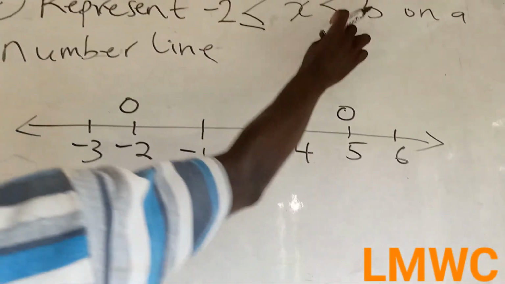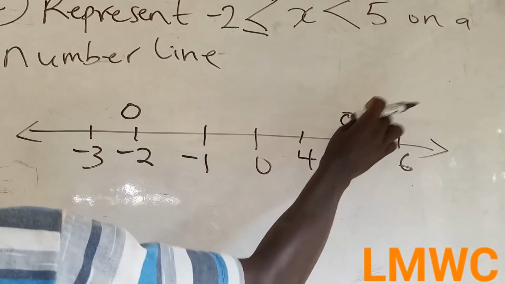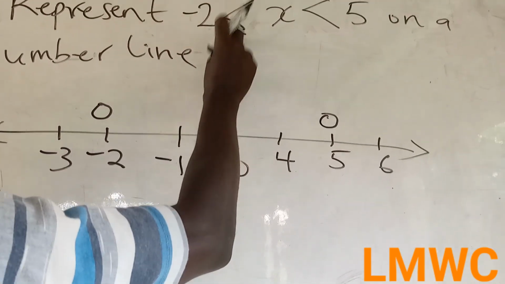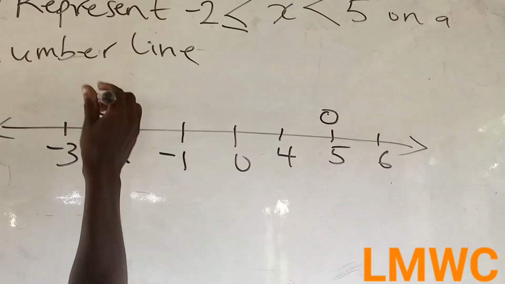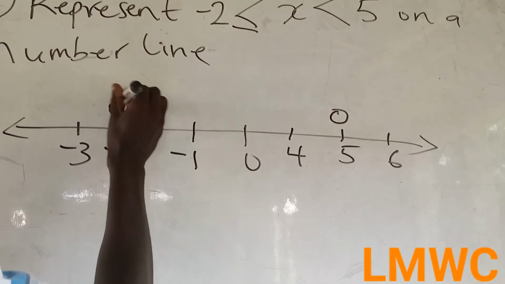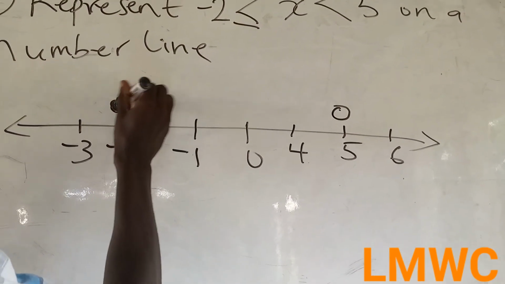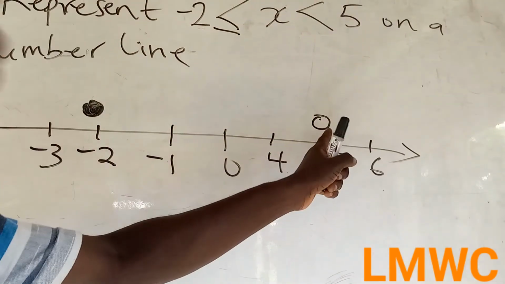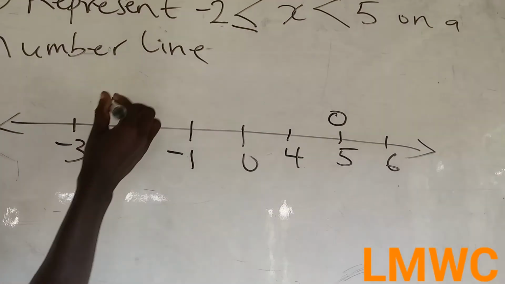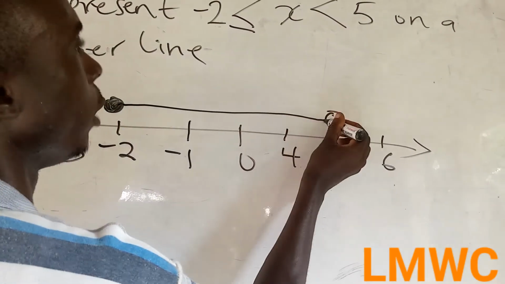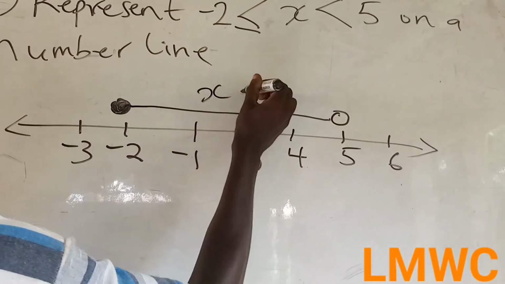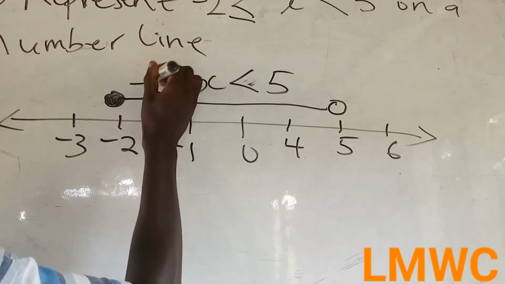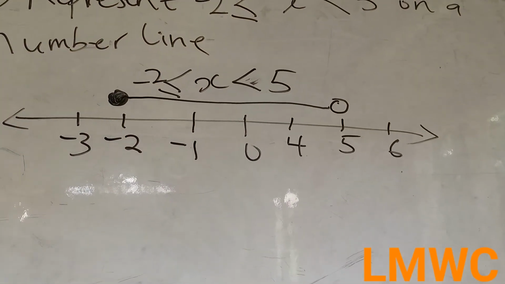But x is less than 5. This means this is an open circle. But once x is greater than or equal to -2, this means you shade this one because they said greater than or equal to. If here was supposed to be less than or equal to 5, you would shade it too. So you join this one and you write this on it: x is less than 5 and greater than or equal to -2. That's our answer.